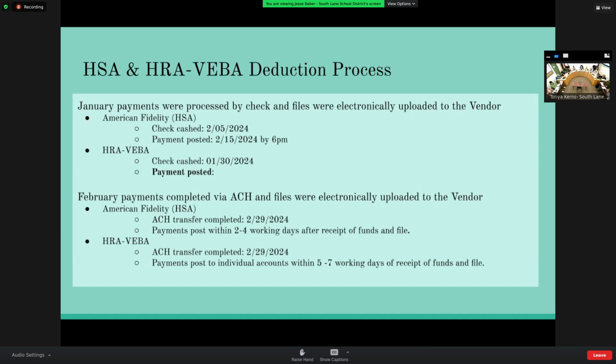vendors. For American Fidelity and the HSA accounts, or all American Fidelity accounts, the ACH was completed on February 29th, which was Thursday. And American Fidelity let us know that payments should post within 2 to 4 working days after receipt of funds in the file. HRA Viva, the ACH transfer was also completed on Thursday, and payments post to individual accounts within 5 to 7 working days of receipt of funds. And that's per HRA Viva.